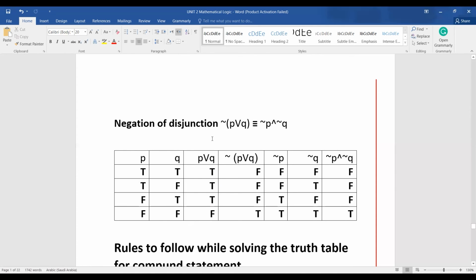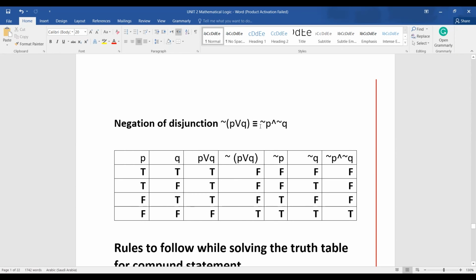Now we'll find the negation of this statement. Negation of P or Q. And negation is the easiest. It's just the opposite. If it's true, it would be false. True would be false. True would be false. And false would be true. We completed this part. We found the truth table for this statement. Next, we'll find the truth table for this statement.